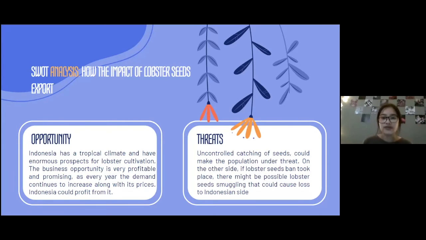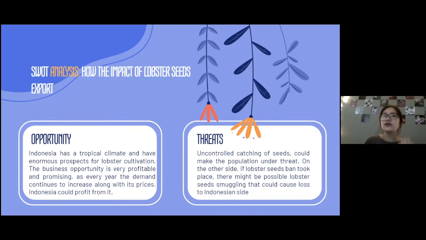Indonesia, which has a tropical climate, has enormous prospects for the cultivation of lobster, because we have warm climatic conditions that will greatly support the productivity of freshwater lobster seeds. So, the lobster cultivation business opportunity can be said to be a very profitable and promising business for our country.